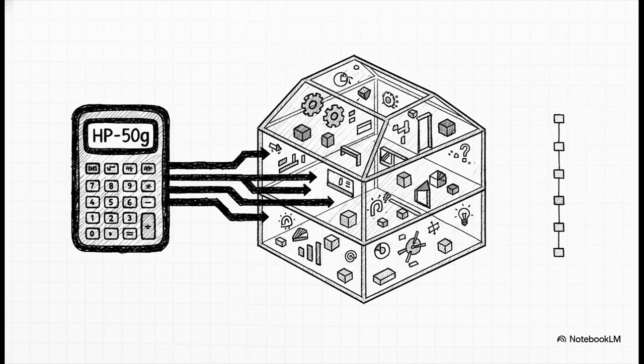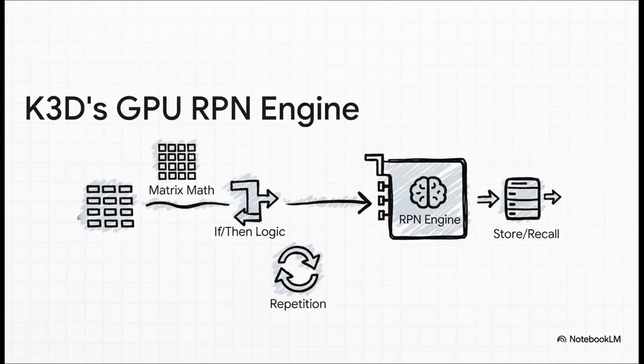Imagine you're building an AI, but instead of a black box neural net, you're basically giving it the mind of an HP 50G. Except it doesn't just get a simple linear stack. It gets a whole three-dimensional workspace, a house of memories, where it can lay out problems and solutions spatially. And look, this is not just a cute analogy. K3D's core engine, the part that runs right on the GPU, is a literal RPN engine.